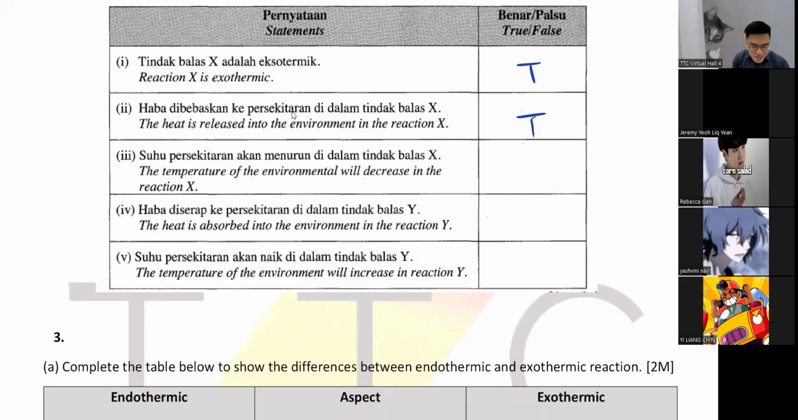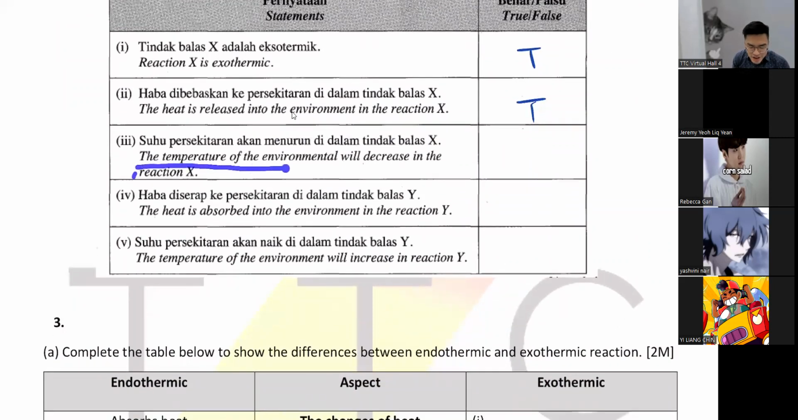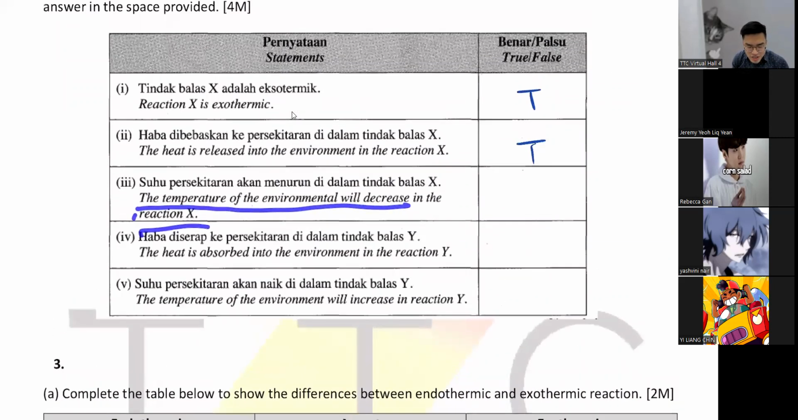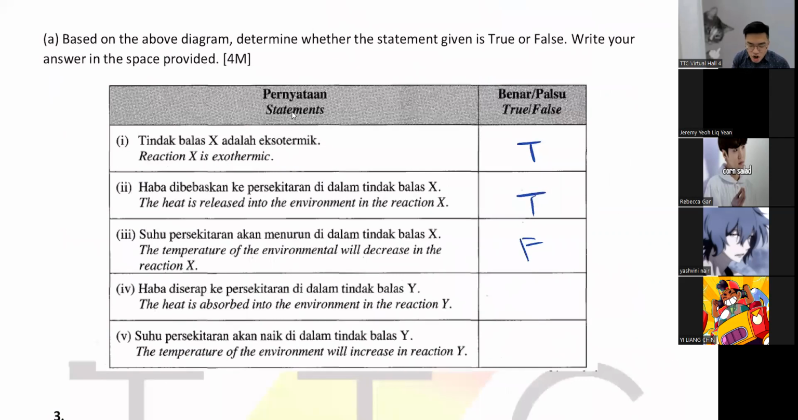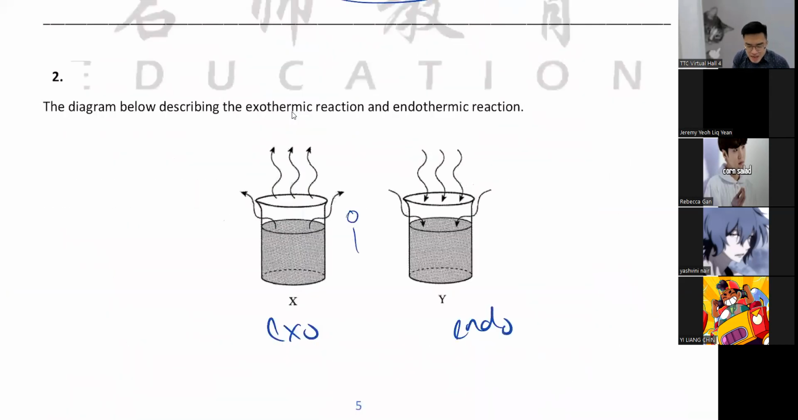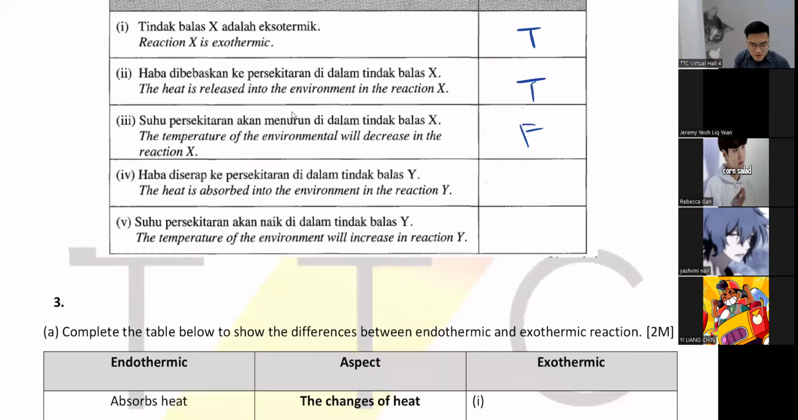All right, anyway, so number 3, the temperature of the environment will decrease in reaction X. So the surrounding becomes cold? No, this is false. The surrounding becomes hot. Because you imagine if you stand here, you put hot water beside you, of course you feel hot. So this is wrong, false.